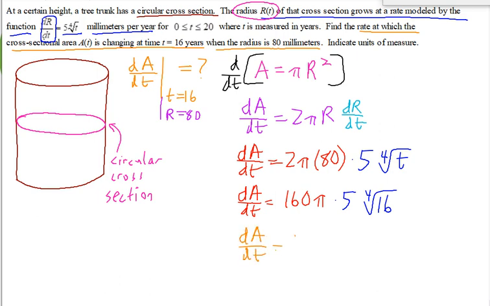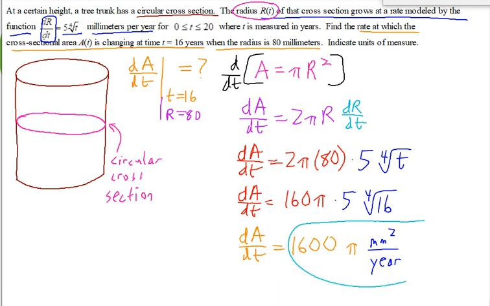So our final answer for dA dt, the rate of change of the area of the cross-section, which is a circle, is 1,600 pi. And then the units for area, since the radius is in millimeters, the area is two-dimensional, so it'd be millimeters squared. Over the units for time here are years. And that concludes the notes for AP Calculus on the topic of related rates part 2.